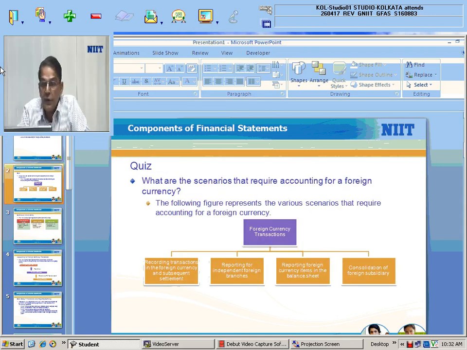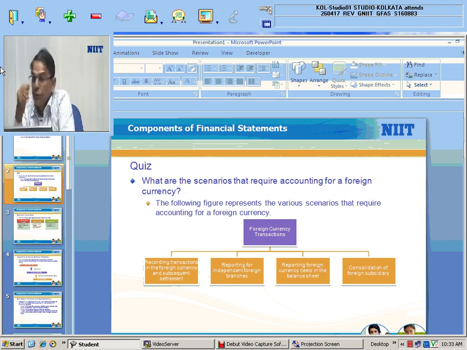So what are the scenarios that require accounting for a foreign currency? Supposing an Indian company, when do you need to account for transactions done in a foreign currency? The diagram here represents the various scenarios that require accounting for a foreign currency. It could be recording transactions in the foreign currency and subsequent settlement. So a transaction may be recorded in a foreign currency and the settlement also may be recorded in a foreign currency.